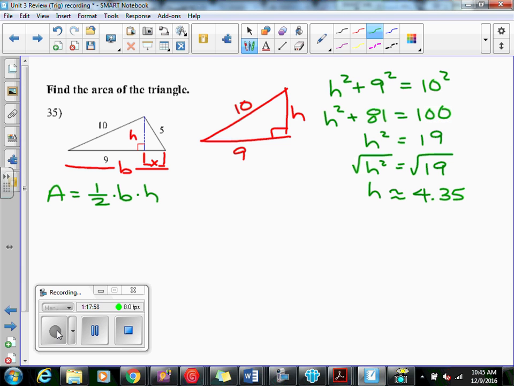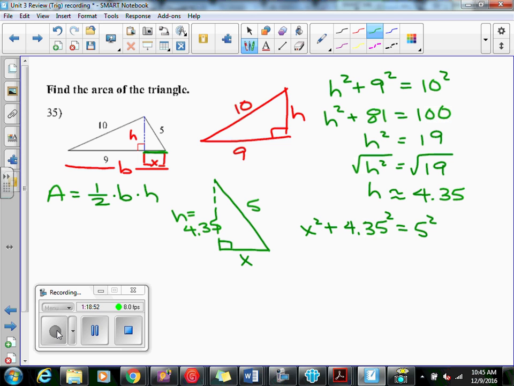Now, I need to find this little piece right here because I need that to help me find the length of the entire base. So I'm going to work with this small triangle. I'm going to break it up. Right angle here. We just found that this length is h, and we just found that h is equal to 4.35. This length down at the bottom we're going to call x, and this is 5. So this is still a Pythagorean theorem problem because I got a right triangle and I know the length of two sides. So to solve for x, we'll have x squared plus 4.35 squared is equal to 5 squared. Hopefully everybody realizes that that 5 is your hypotenuse because it's straight across from your right angle.